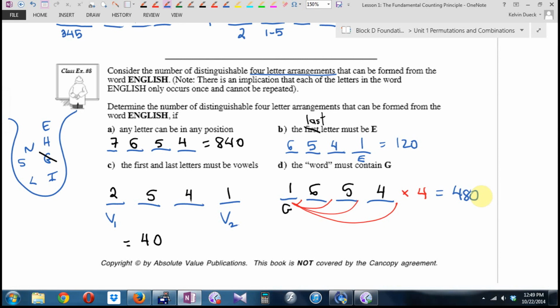So you can see, Oscar, we're still doing the fundamental counting principle, but it is possible to get way more complicated pretty easily.